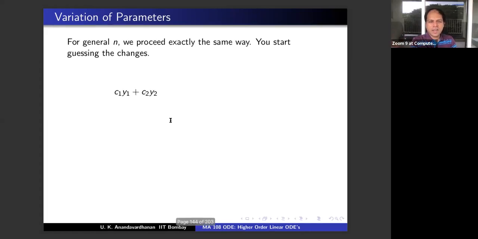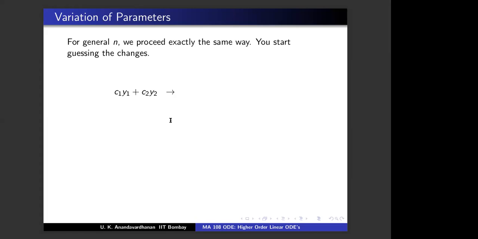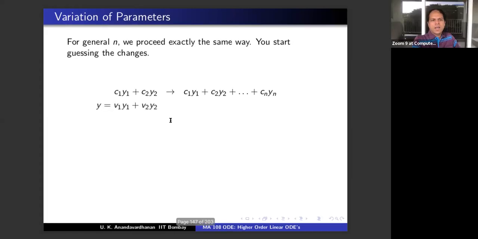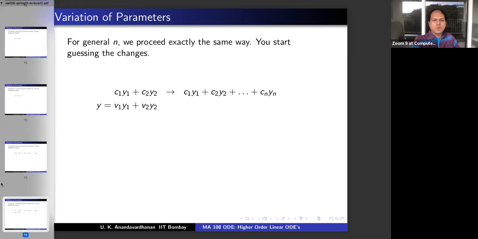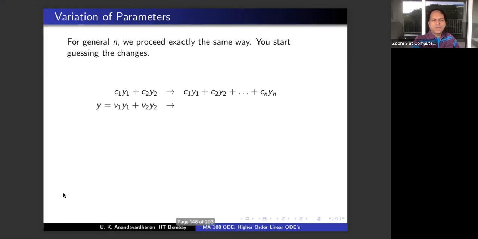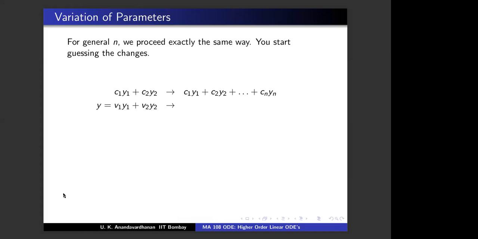And I have put it in the slides for those people who have not come to the class or those who have not fully got it. So once again, you can answer: C1 y1 plus C2 y2 we will change to C1 y1 plus C2 y2 till Cn yn. Absolutely correct. And y equal to V1 y1 plus V2 y2, we will change to V1 y1, V2 y2 till Vn yn.